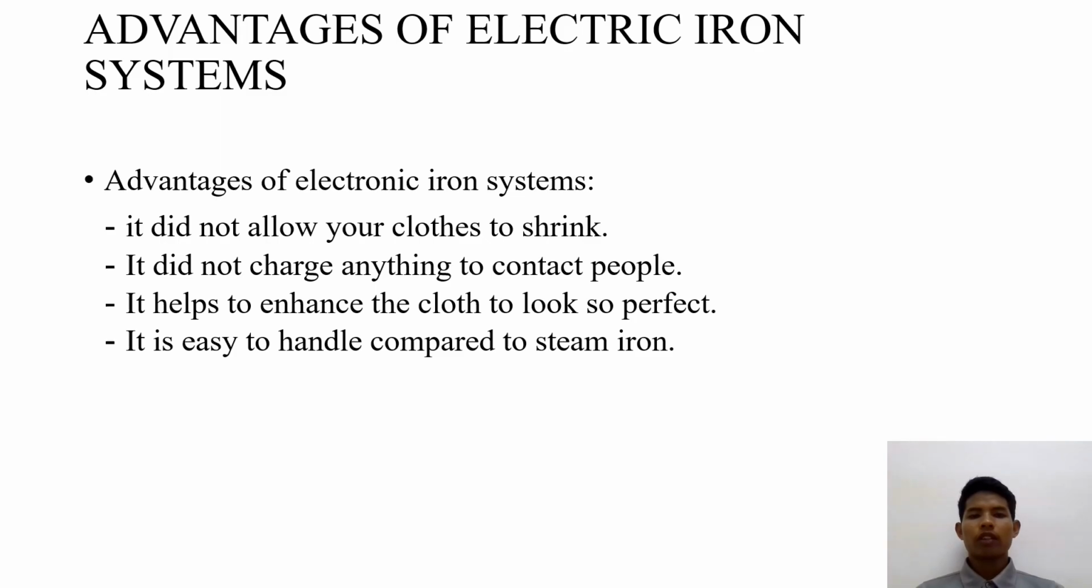These are the advantages of the electric iron system. First, it does not allow your clothes to shrink. Second, it does not charge anything to people in contact. Third, it helps adjust the cloth to look perfect. Lastly, it is easy to handle compared to a steam iron, because steam irons are difficult to handle because of the hot and heavy steam. The electric iron is light and easy to operate.